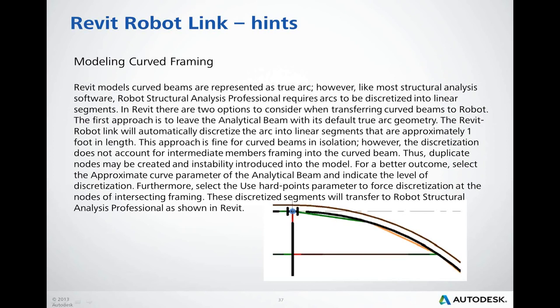curved beams to Robot. The first approach is to leave the analytical beam with its default two-arc geometry. The Revit Robot link will automatically discretize the arc into linear segments that are approximately 1 foot in length. For a better outcome, select an approximate curve parameter of the analytical beam and indicate the level of discretization.